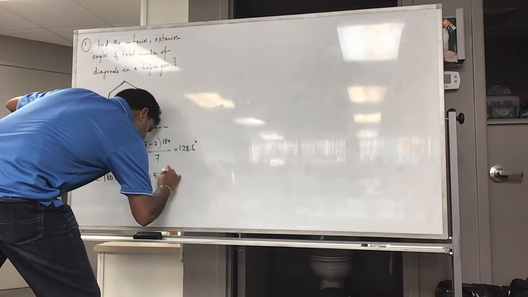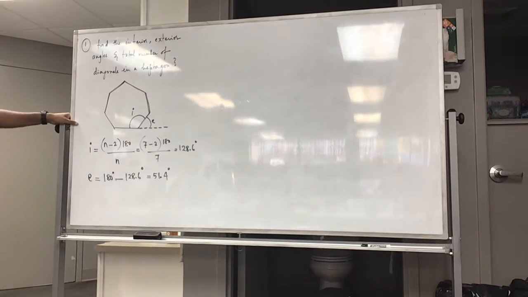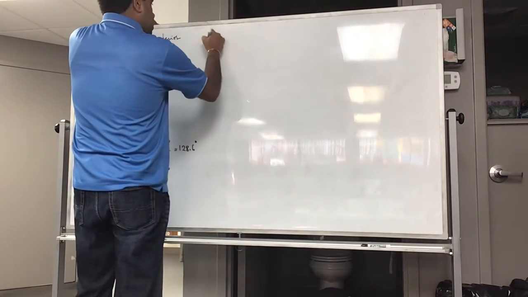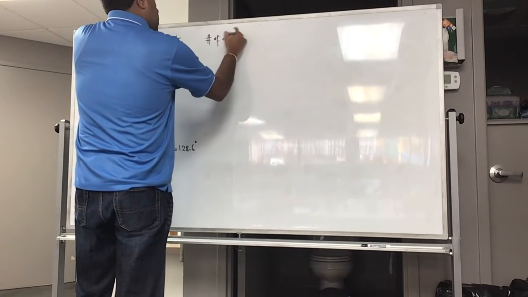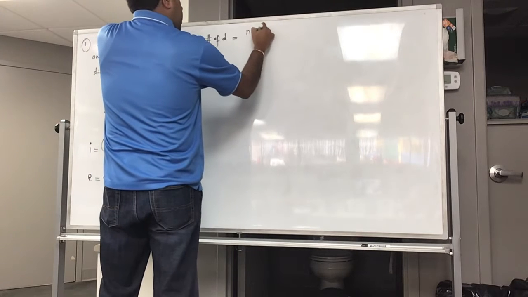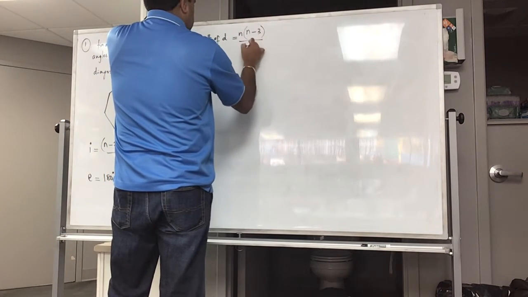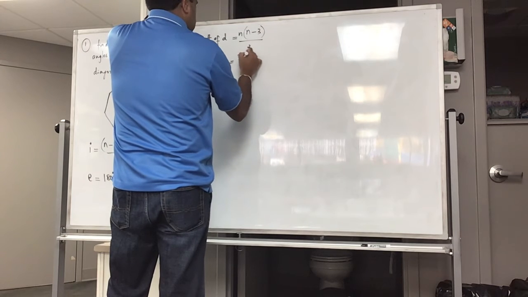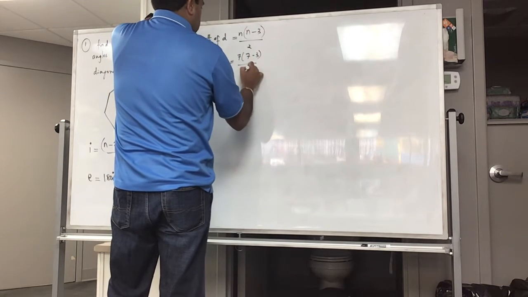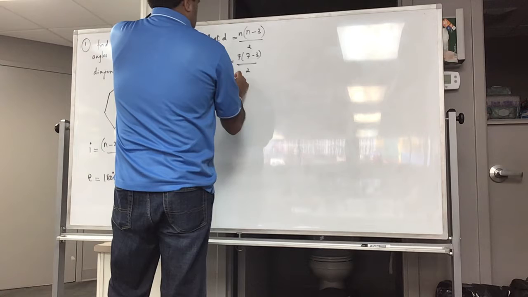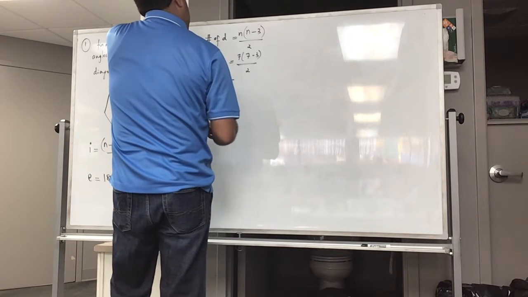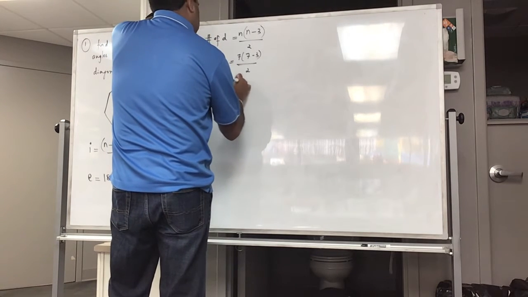51.4 degrees. Or you can use the formula 360 degrees divided by the number of sides. Number of diagonals is n times (n minus 3) divided by 2. 7 times (7 minus 3) divided by 2. What is that? 28 divided by 2 is 14.